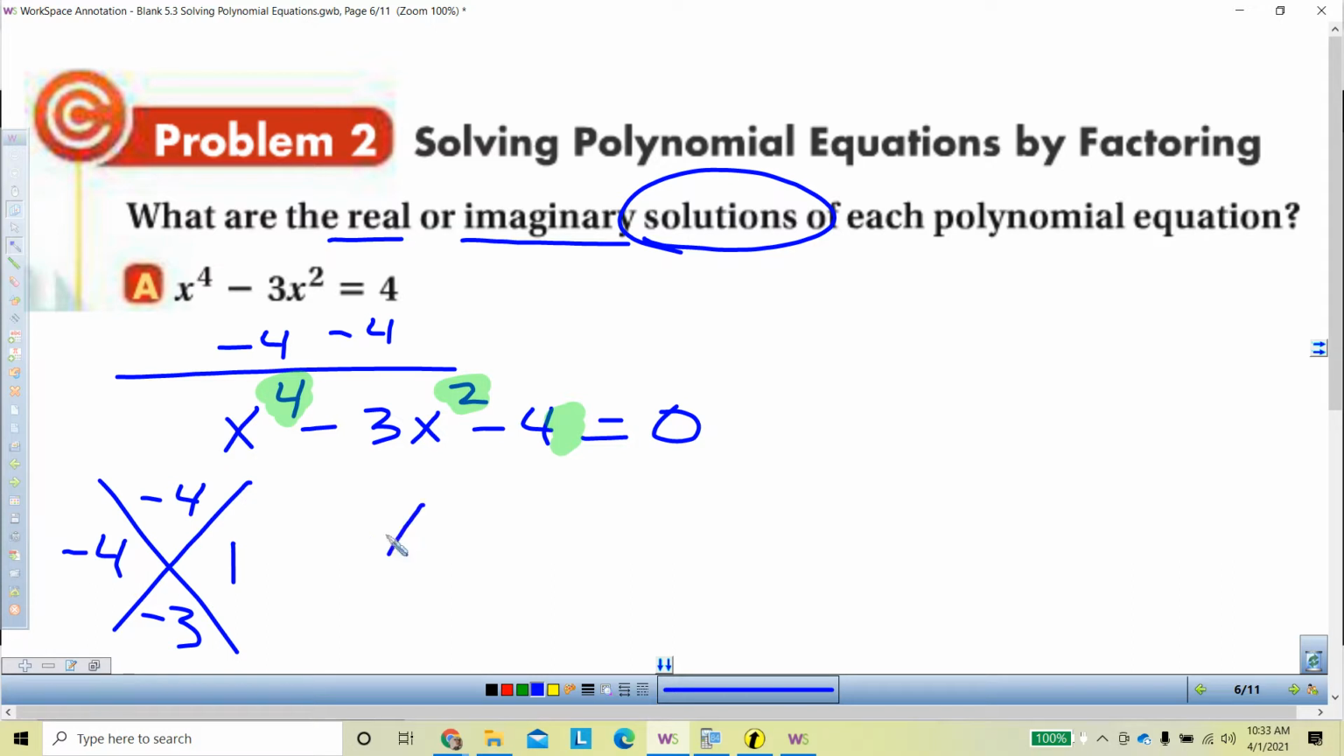So my 2 parentheses then are x squared minus 4. And I say 2 parentheses and then I don't write a parenthesis because I'm skipping the steps. So I can just set it equal to 0. And then x squared plus 1 equals 0.